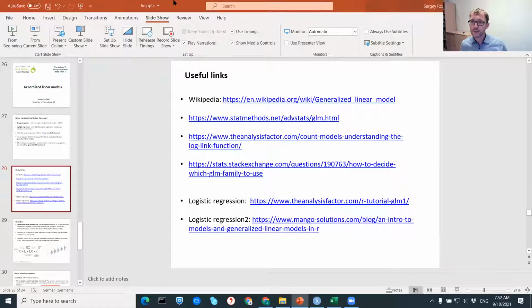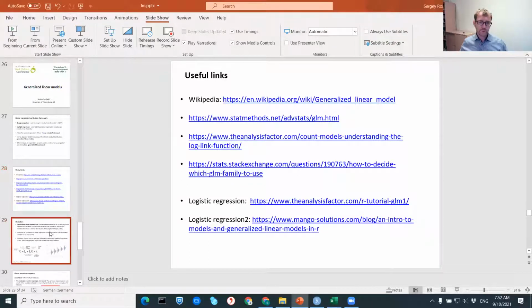I see a comment in the chat. No worries, Damian. I have here a few links on generalized linear models. Like I said, the internet is full of different tutorials, books, whatever, but I personally find those links very helpful. They explain very complicated and complex matters in understandable language. So it's a very good start.